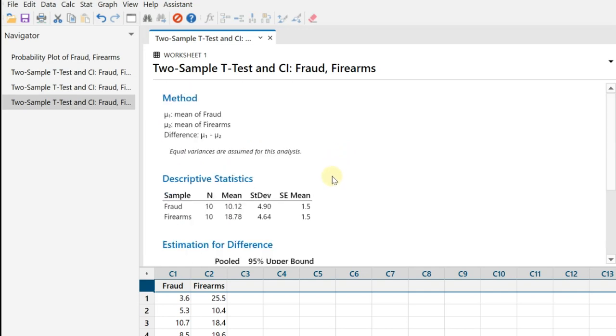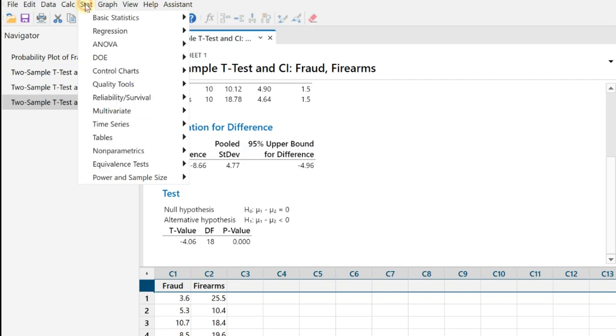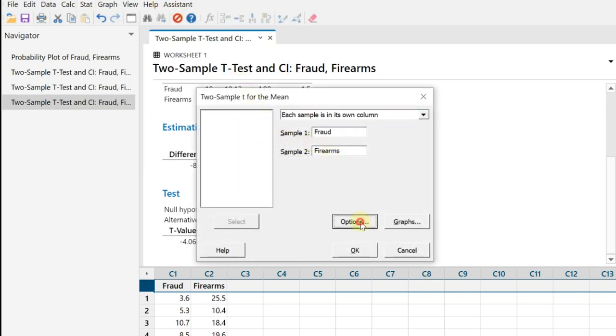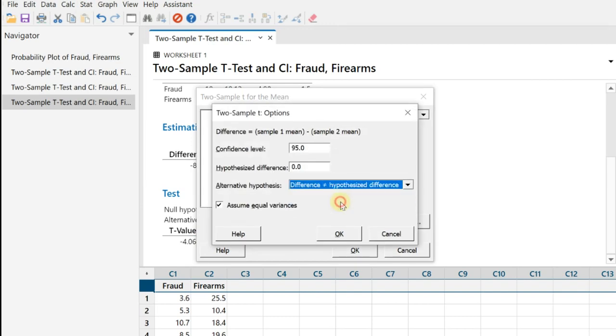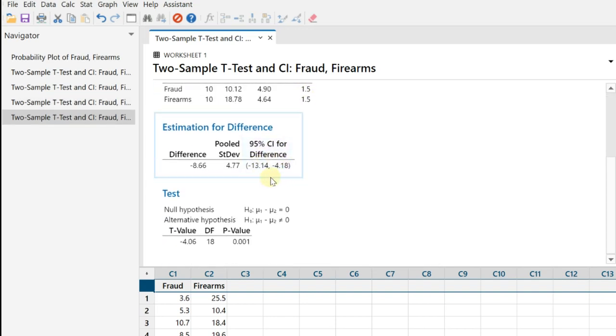And again, now to do a 95% interval, notice we don't want this one-sided confidence interval. In order to get a two-sided confidence interval, that is, a lower and an upper limit, not just an upper limit in this case, we need to change our alternative hypothesis to not equal to. So I'm going to go to stats and options, change this to not equal, so I can get the 95% confidence interval correctly. And there it is.